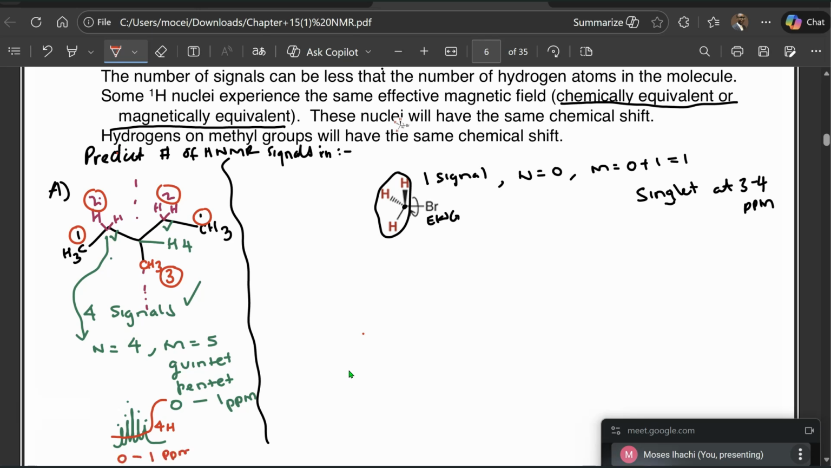Same thing with the CH3s, the black ones. They will show up between 0 and 1, actually very close to 0 for those ones. And that's going to integrate to 6 hydrogens. Okay, got it. That makes sense. Thank you.